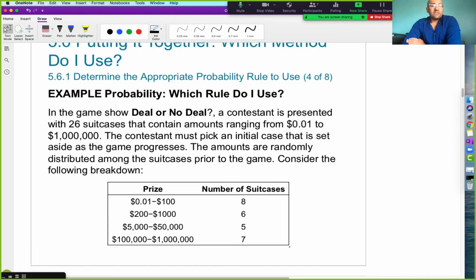In the game show Deal or No Deal, a contestant is presented with 26 suitcases that contain amounts ranging from 1 penny to $1 million. The contestant must pick an initial case that is set aside as the game progresses. The amounts are randomly distributed among the suitcases prior to the game.